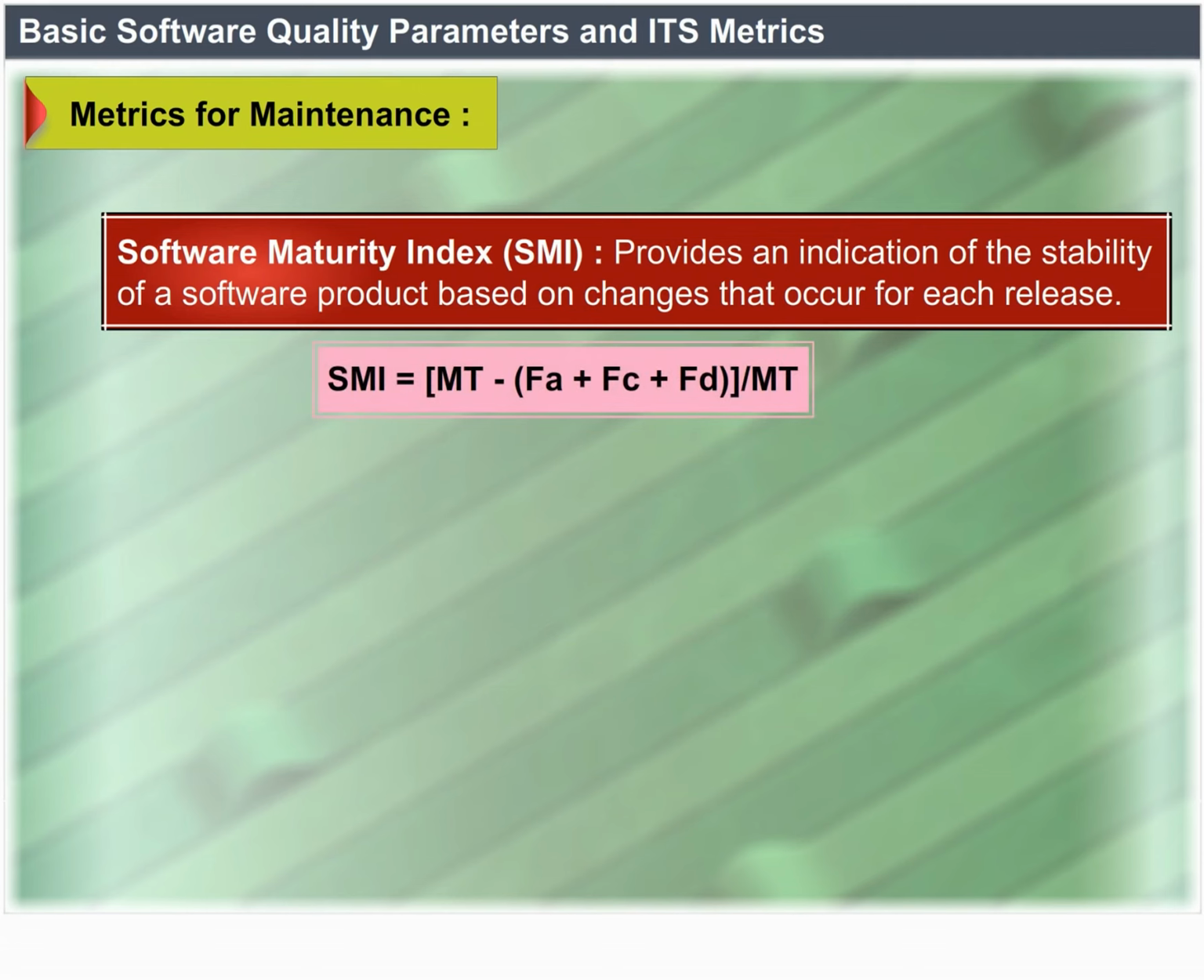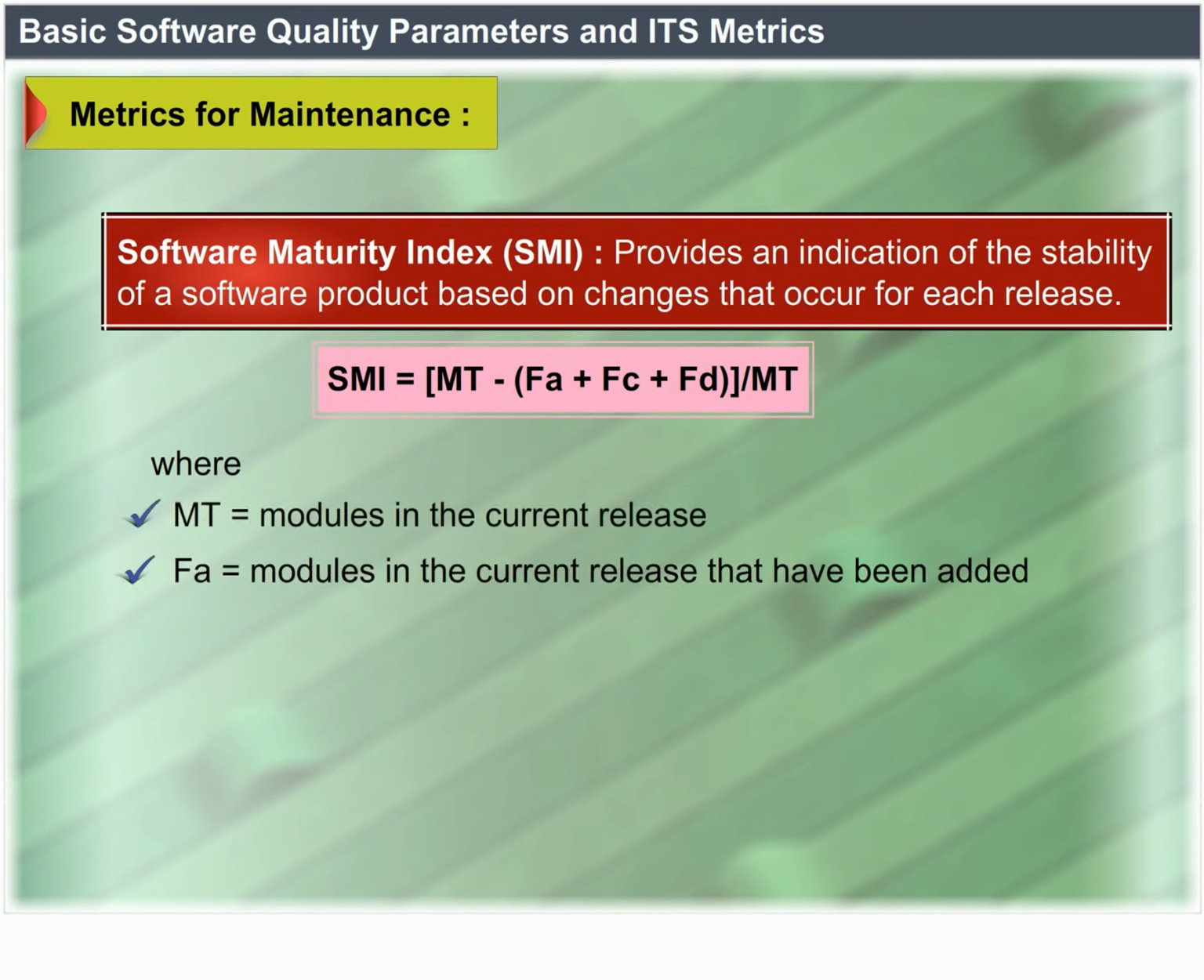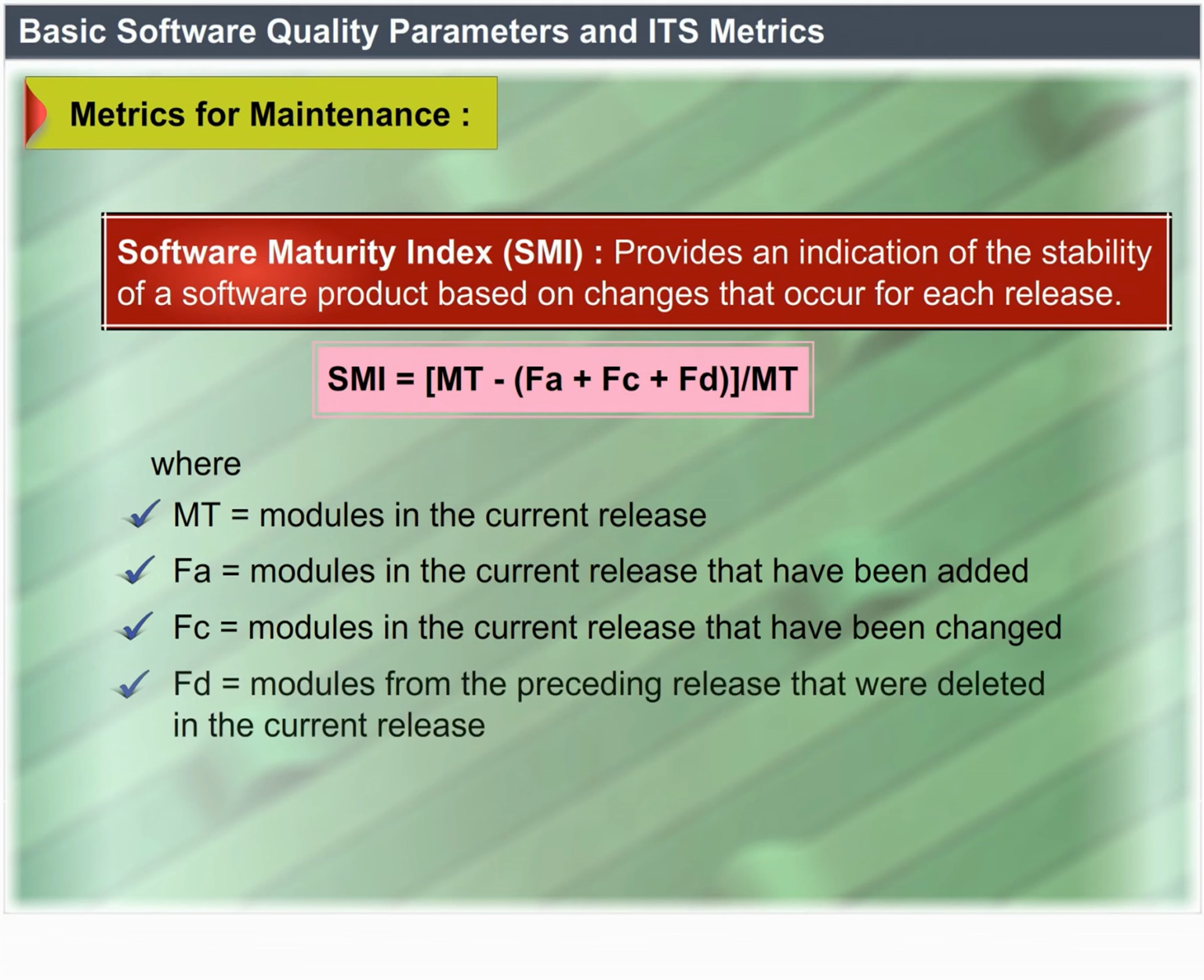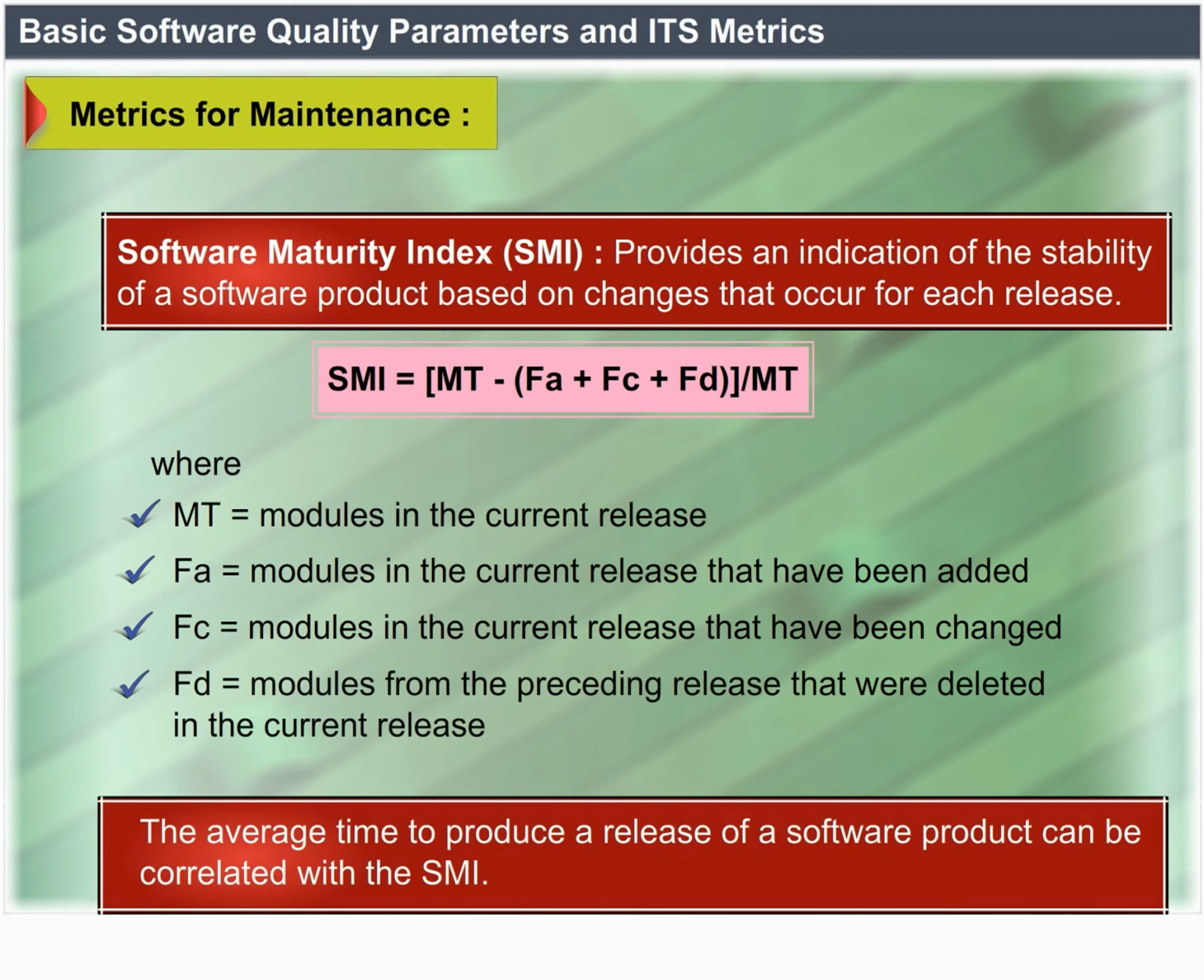SMI equals MT minus FA plus FC plus FD, divided by MT, where MT is the modules in the current release, FA stands for modules in the current release that have been added, FC stands for modules in the current release that have been changed, and FD is modules from the preceding release that were deleted in the current release. The average time to produce a release of a software product can be correlated with the SMI.